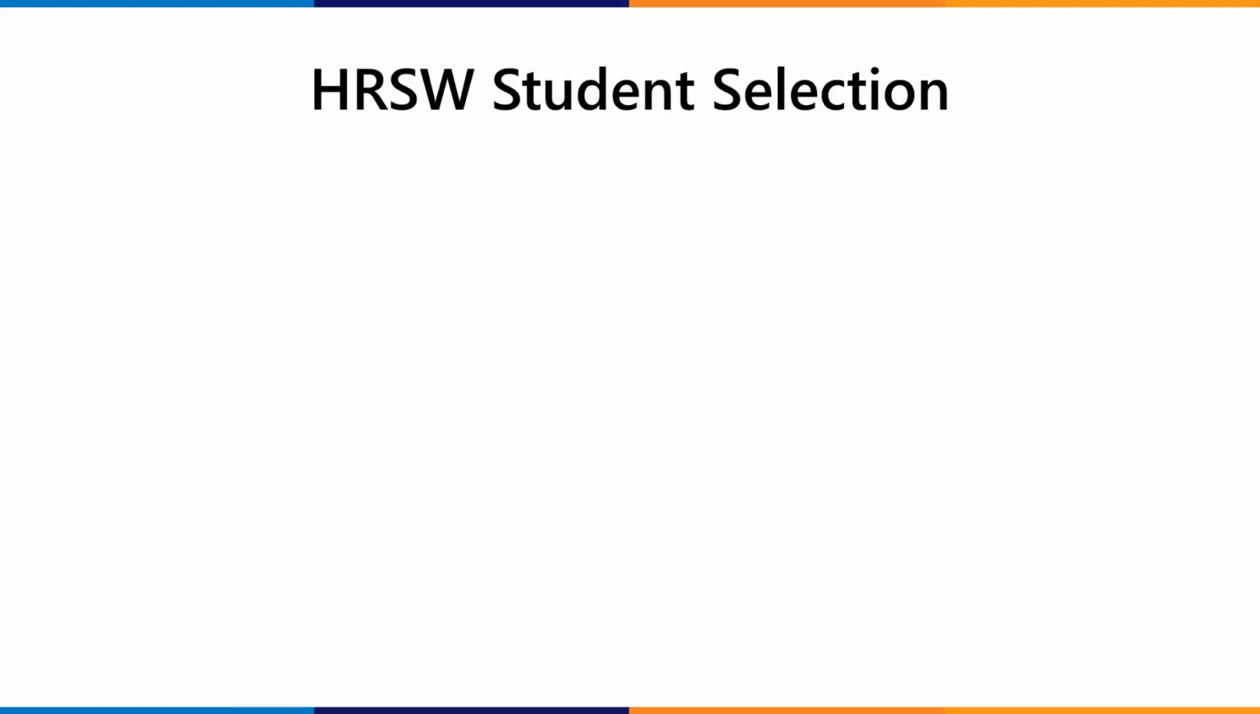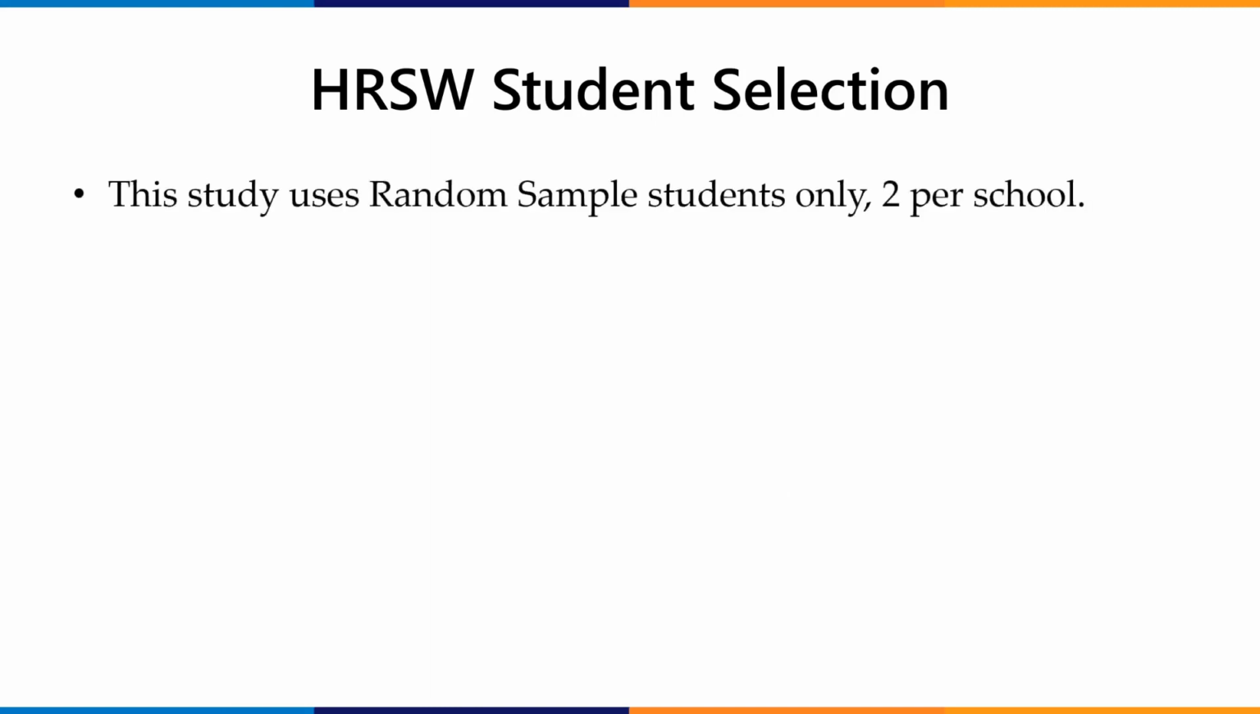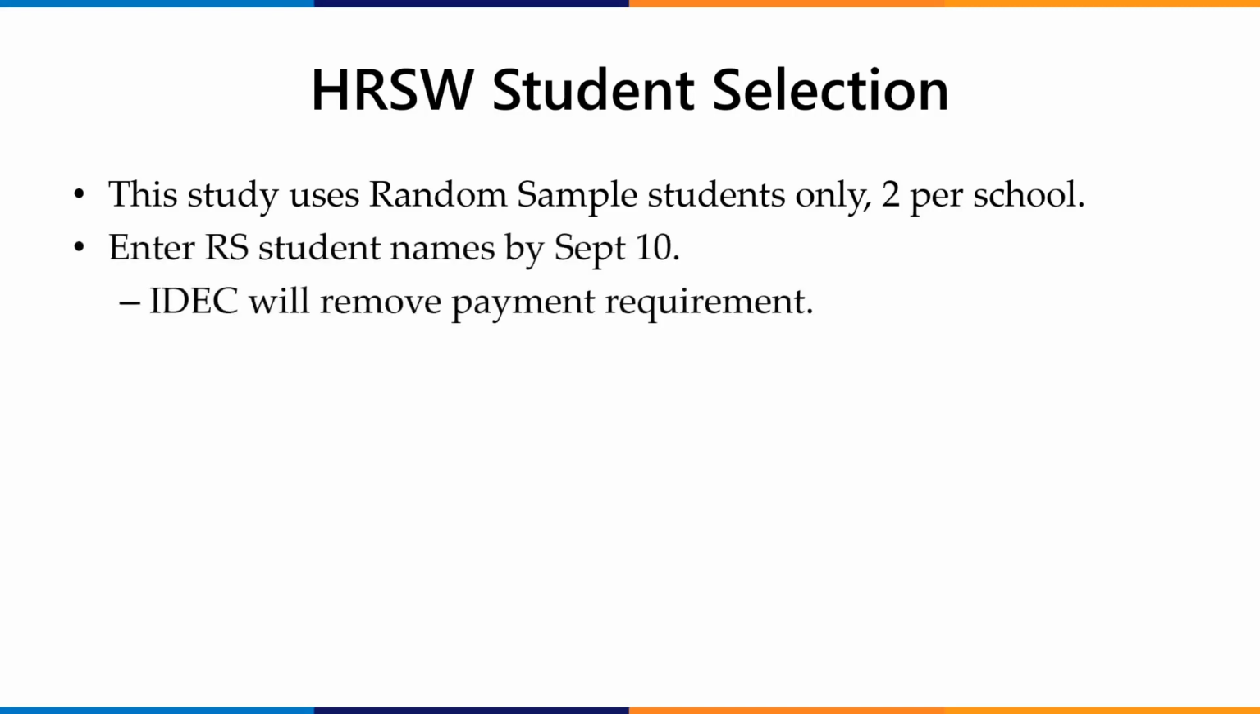All right, so how are we selecting schools? The student selection process for the hearing and recording sounds and words study: as we said, this study only uses random sample students, and there will be 2 random sample students per school. You will go through the normal random sample student selection procedures at the start of the school year. If your school is a part of the study, then those 2 students automatically become a part of this study.